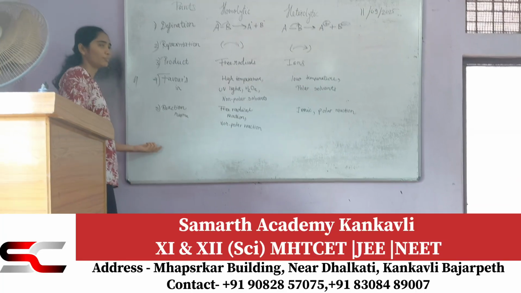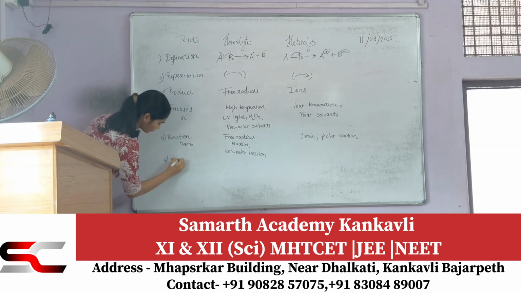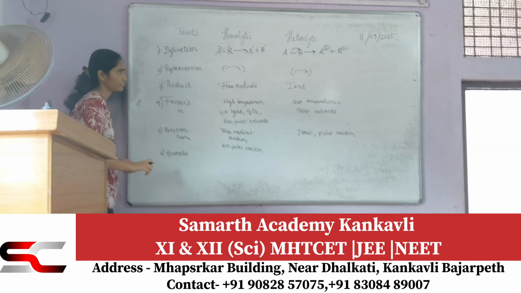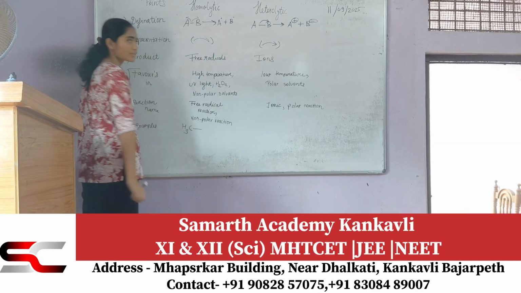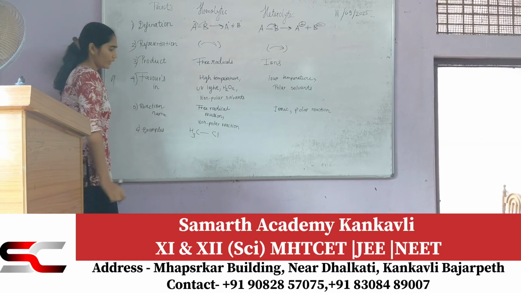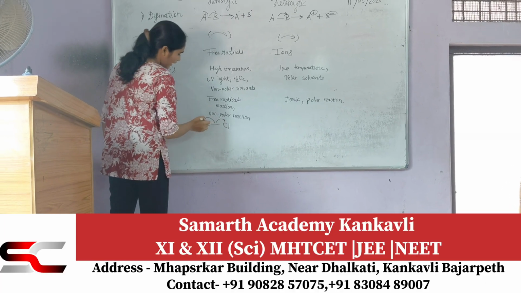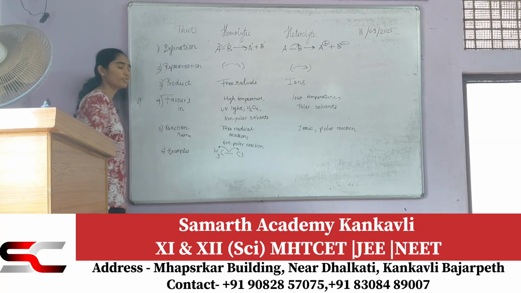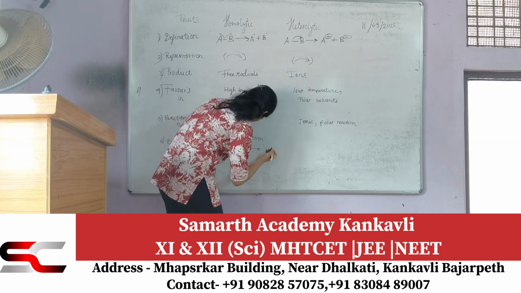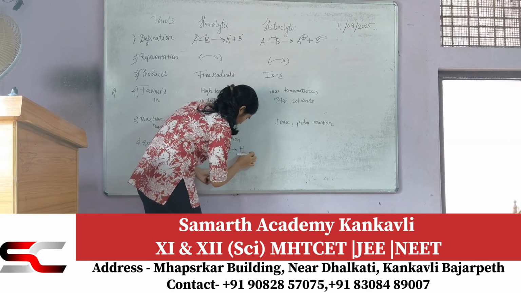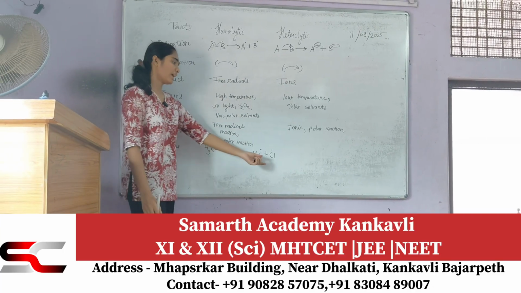Our sixth point is examples. When CH3 is bonded with Cl, methyl is bonded with chlorine, one electron goes to Cl and the other goes to methyl. When the homolytic cleavage takes place, we get methyl free radical and chlorine radical.